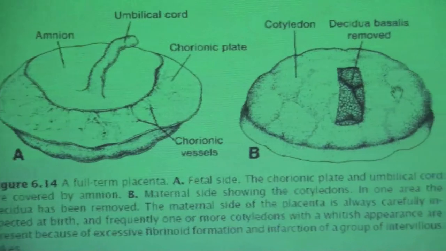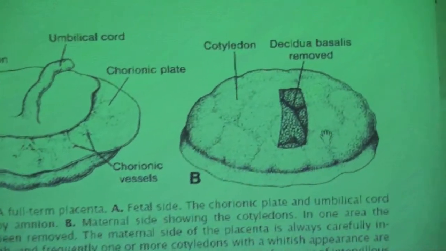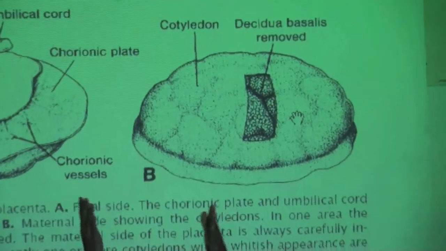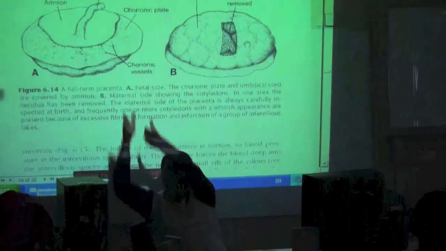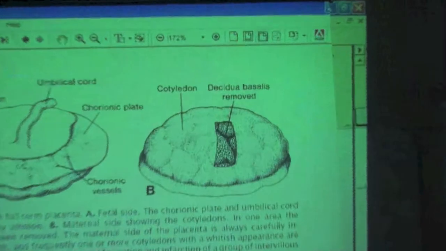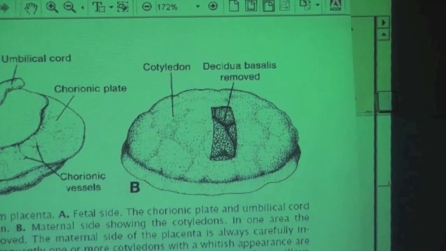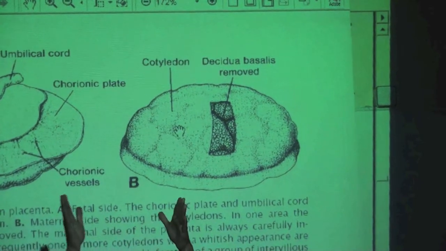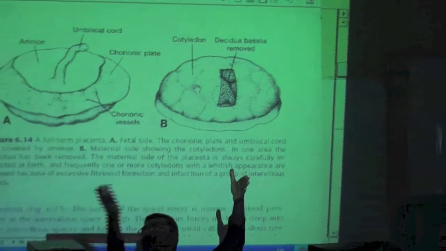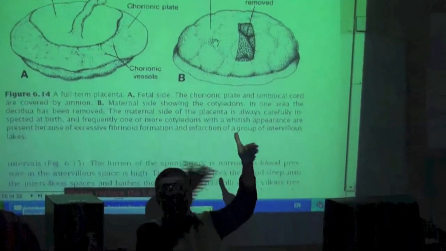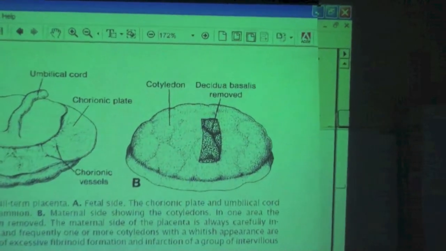Now, if we see from above, from the mother side, what will we see? From the decidua of the mother, connective tissue septa come inside. You can see these partitions, they are connective tissue septa. They go inside, and the space between two septa is a cotyledon. So we have cotyledons, and you can see them.